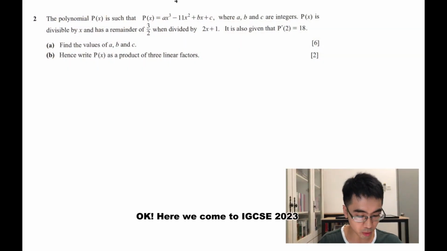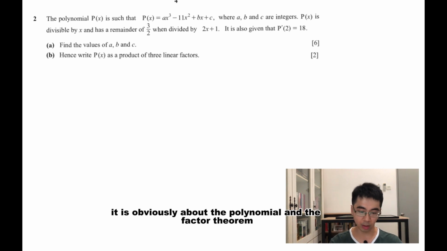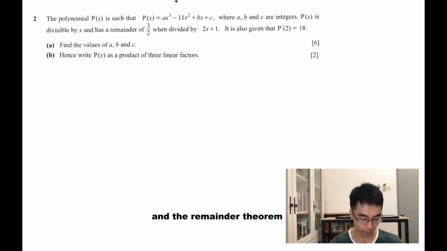Okay, so here we come to IGCSE 2023, October and November, Additional Mathematics, Paper 1, Set 1. Question number 2 is obviously about the polynomial and the factor theorem and the remainder theorem, but not just that. This one, we need to have some differentiation because of the last sentence.